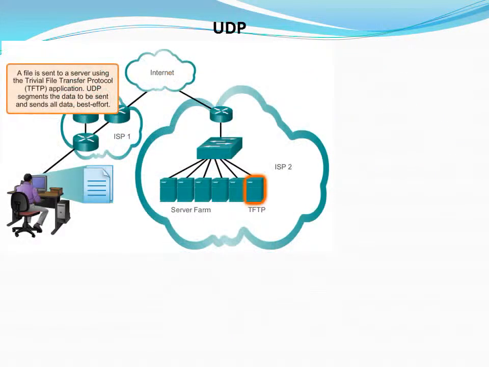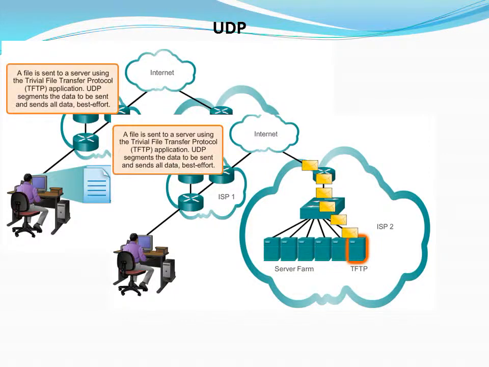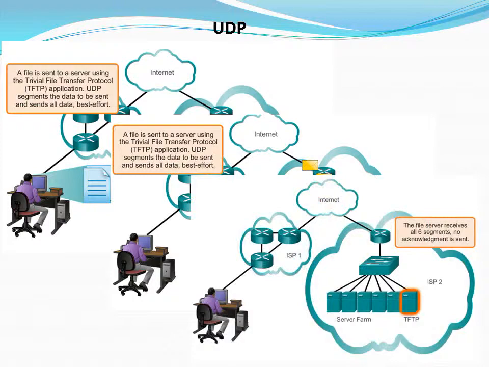UDP. UDP provides just the basic functions for delivering data segments between the appropriate applications with very little overhead and data checking. With UDP, there are no transport layer processes that inform the sender if successful delivery has occurred.